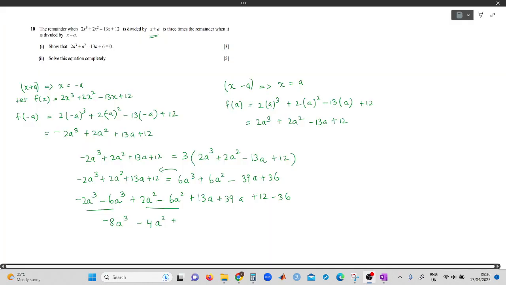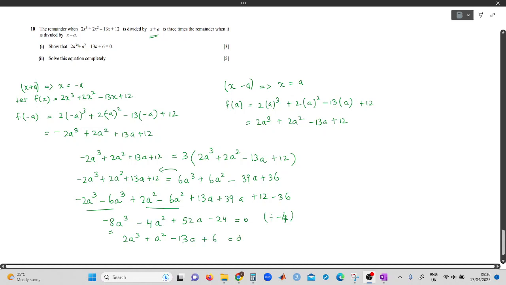Okay, so here I will get 52a minus 24, okay, equals to 0. Donc là, est-ce qu'il est capable de diviser par minus 2 on both sides? Il me dit, show that dans la question, il commence par 2a cube. So let's divide everything by minus 4. Donc I will get 2a cube plus a square, divisé par retirer 4, ça va faire retirer 13a. And then plus 6. Voilà. I have shown that.